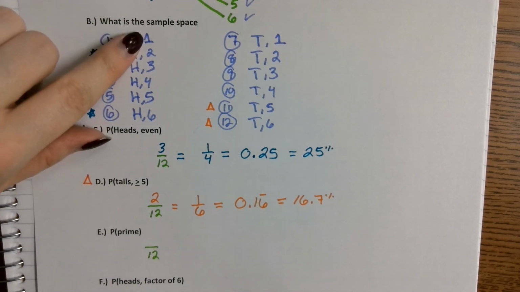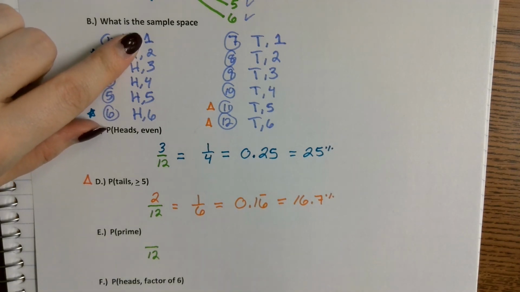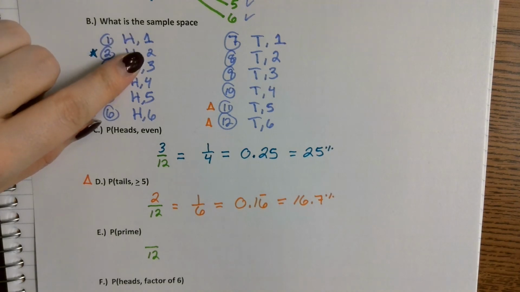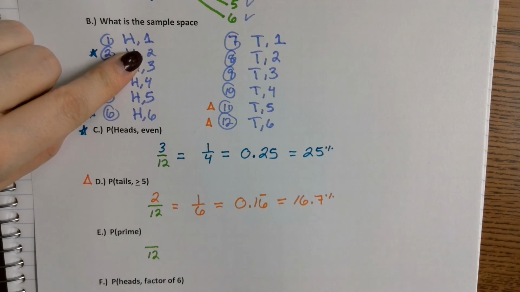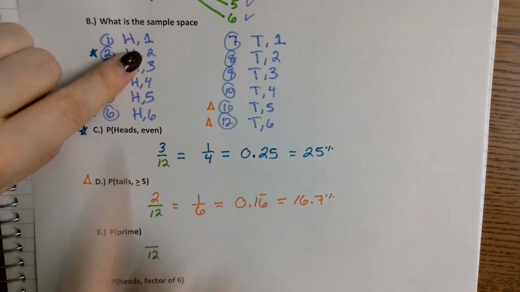So is 1 a prime number? No. How many factors does 1 have? 1 factor, because itself is 1. 1 times 1, it only has 1 factor. So it's not a prime number. What about 2? Yes. And in fact, 2 is the only even prime number that we have. It's our only even prime number. All the rest of our even numbers are composites. 2 is a prime number, though.